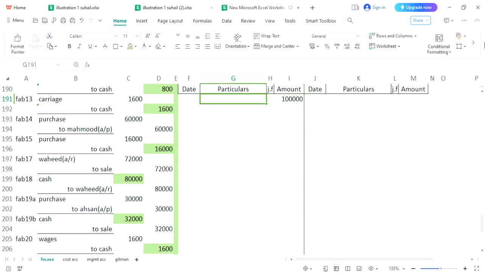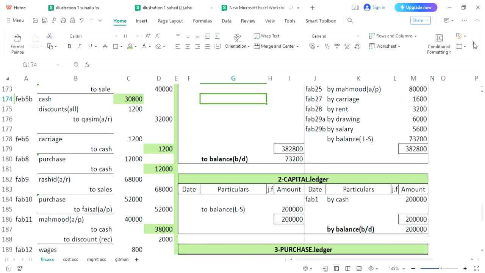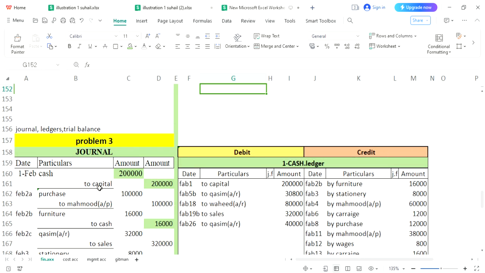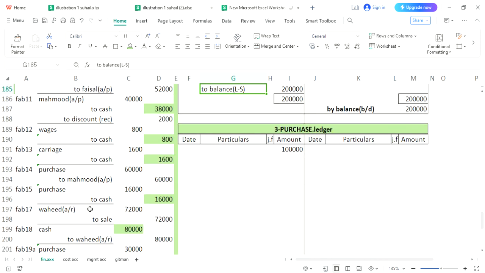Alright, now see its reference. Why was purchase debited? Here you can see purchase was debited. What is written on the opposite side? To Mahmood account payable. So we are going to write Mahmood, and Mahmood was account payable.